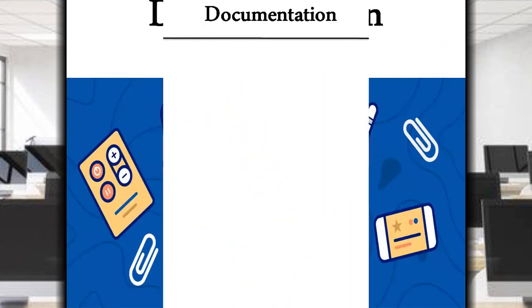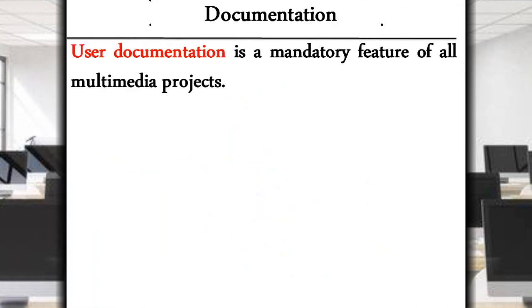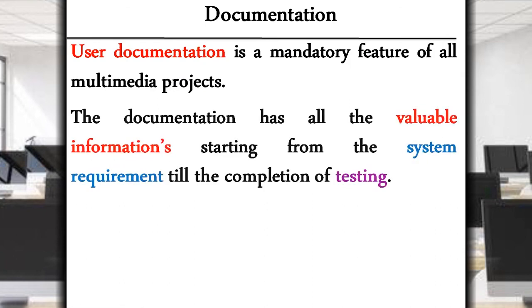Step 11, documentation. User documentation is a mandatory feature of all multimedia projects. Now, let us take a small example. You are buying some products in the market, right? It may be a cell phone or something else. Once you buy that cell phone, you can see a user manual containing the description of the product. So they say documentation has all valuable information starting from the system requirements till the completion of testing.